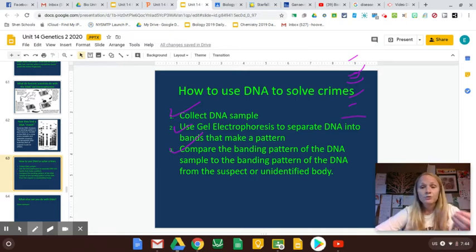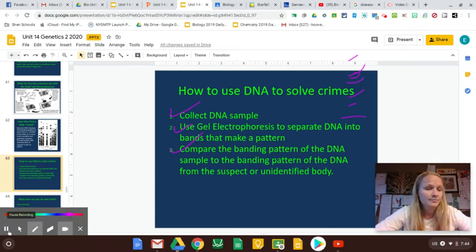Or it could be, I found this blood at a crime scene and it matches this guy who I thought might have done it. He's a suspect. Okay, now we know he was at the crime scene. So another cool thing about genetics and DNA is that you can solve crimes with it.